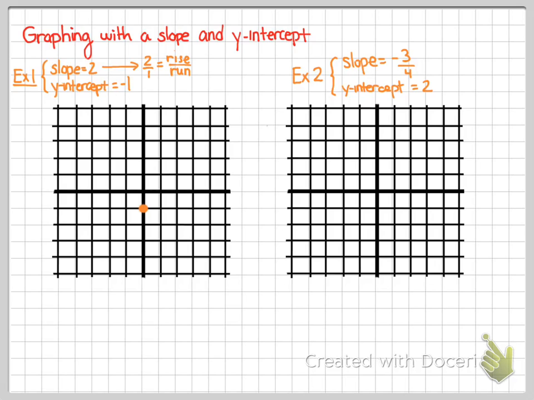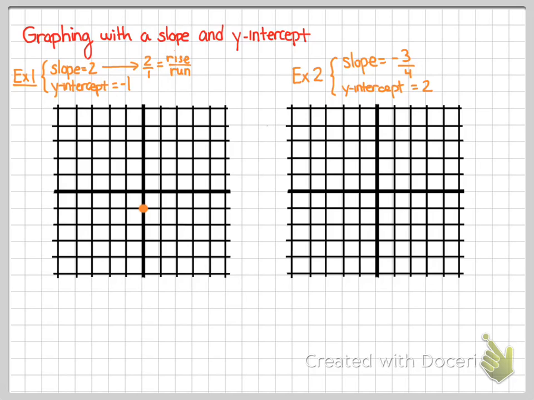I can put a 1 in the denominator, and that will not change the value of 2. So anytime you have a slope that's a whole number like 2, if you just put it over 1, that will work for you for the rise and the run. It won't change the number of the slope.